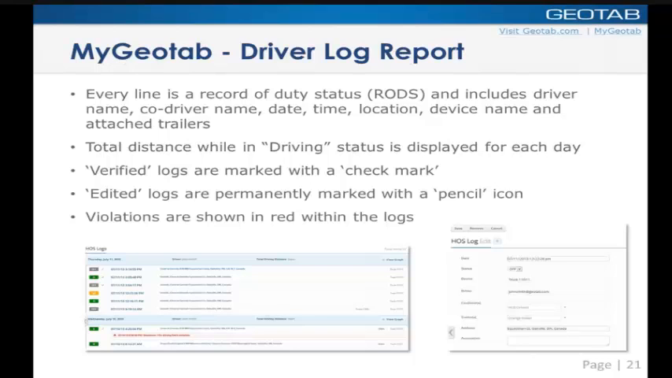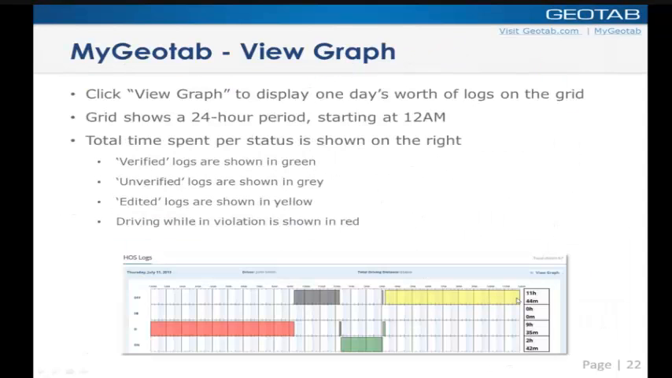All log edits are marked in the grid here. You can see that it'll have a little pencil showing that it was edited, and then it also shows that the log was edited. When you look at it on the graph in this yellow, it shows that that was a log that's been edited by someone. Once the log is edited, there is no way to take that designation off of the record of duty status or out of that grid line.